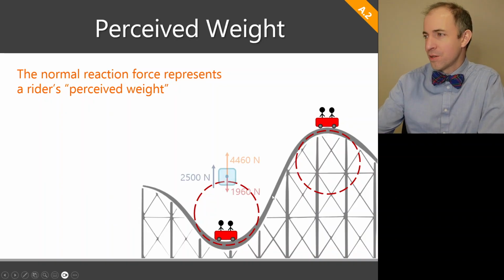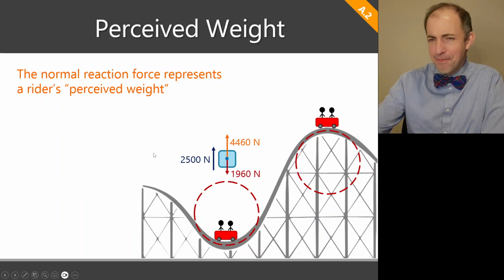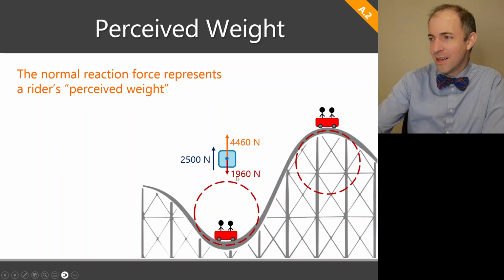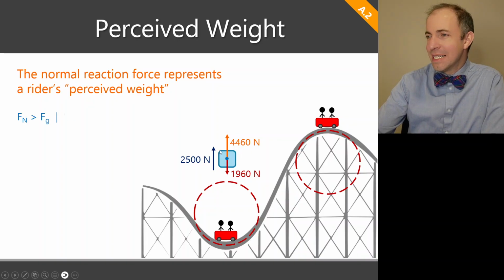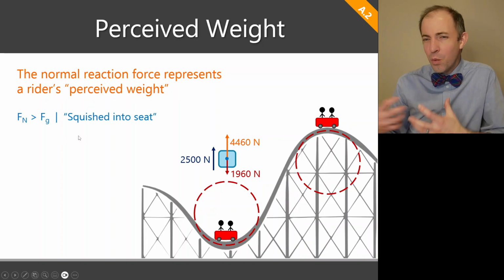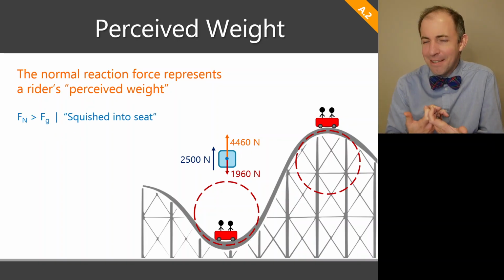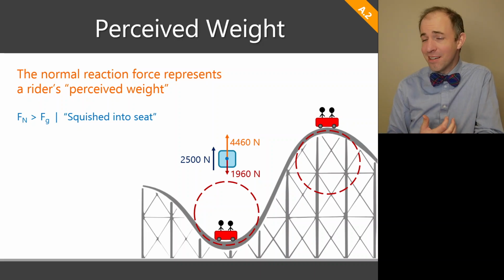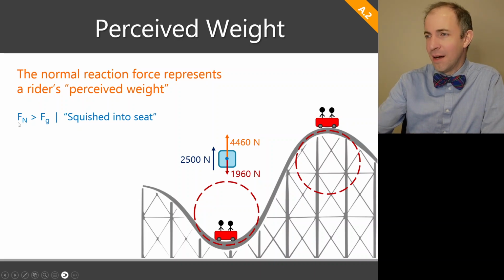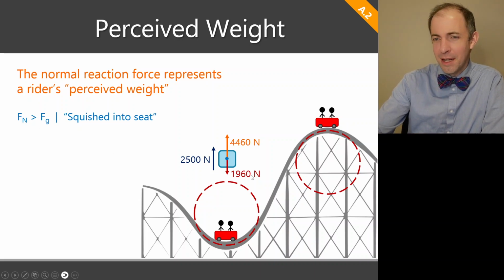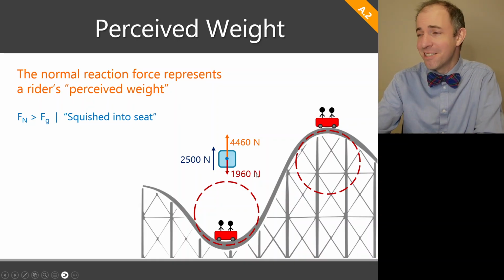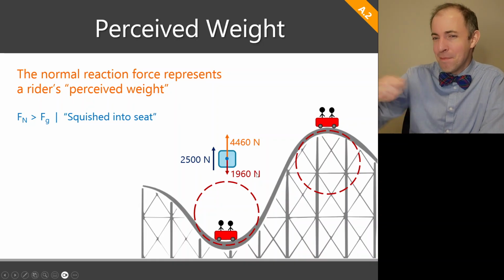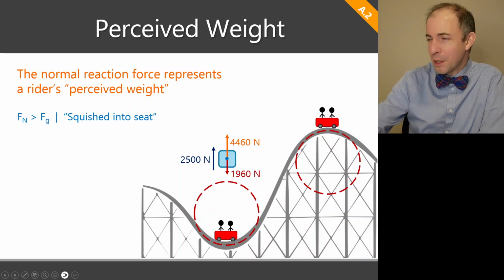If you're in a roller coaster, though, where you're at the bottom of the track, you'll notice that the normal force is higher than 1960, what the weight actually was in this case, which means you basically feel squished into your seat. Your perceived weight is heavier than it would be otherwise, because Fn is larger than Fg. Sometimes roller coasters will call it pulling G's. Basically, some multiplier of the force of gravity is what you are feeling.